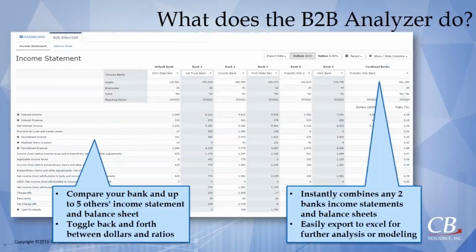Okay, and moving on to my last widget, one of our favorite ones. A lot of our clients like to just see how they're doing side by side to other banks. And so we have something we call the B2B analyzer, the bank versus bank analyzer. And it does a couple of things. First of all, it has very detailed analysis for both your income statement and balance sheet. But it allows you to choose up to 5 banks side by side and toggle back and forth between dollars and ratios.